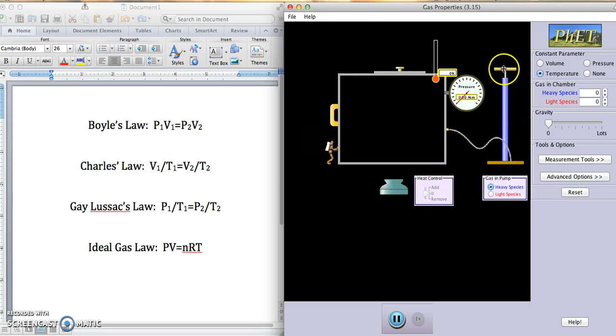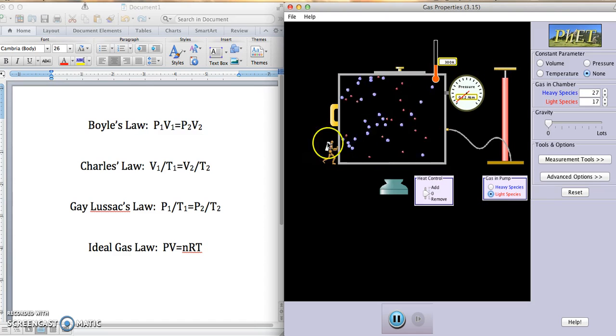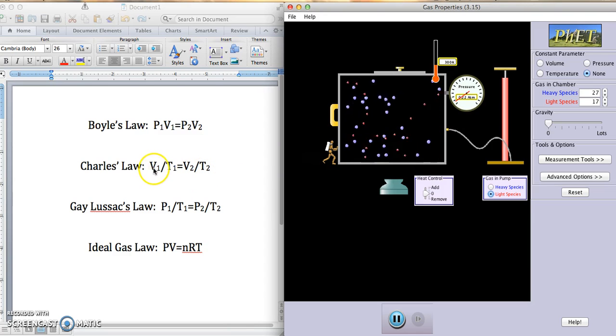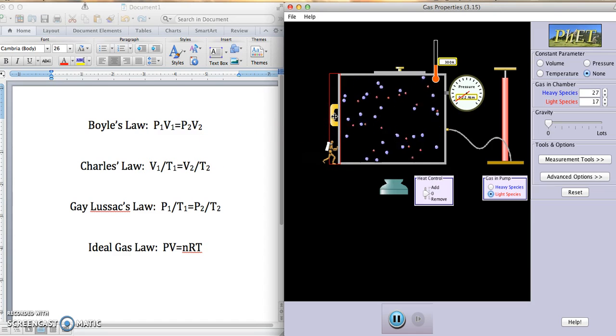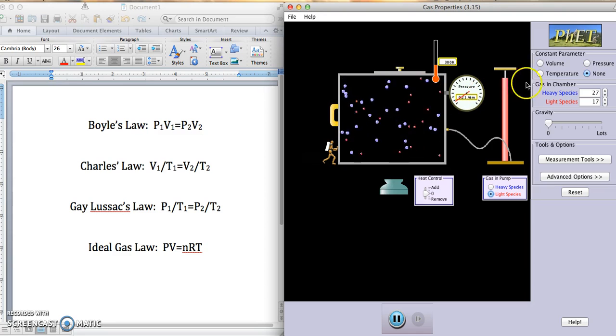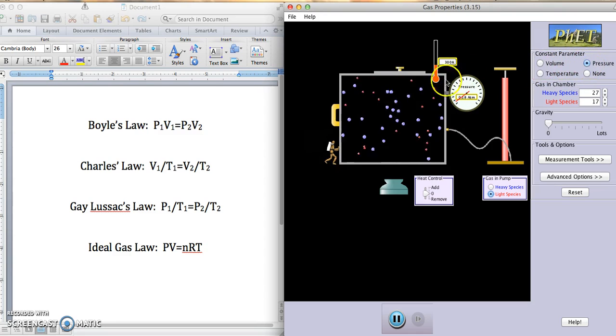So the second law I want to talk about is Charles' law, and that is V1 over T1 equals V2 over T2. Now this one is directly proportional, so when I decrease the volume, you should see a decrease in temperature. But the pressure is not involved in this one, so I'm going to keep it constant.